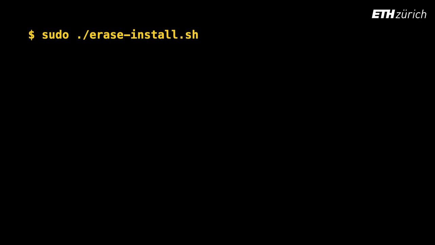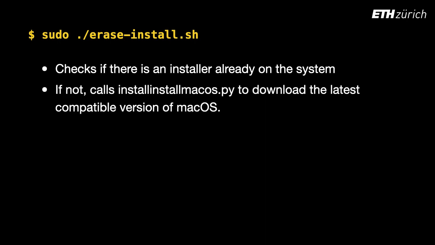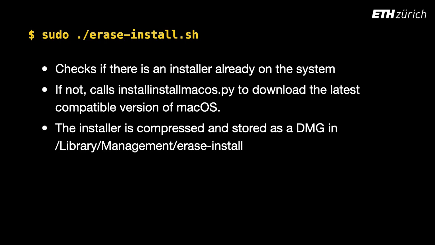If you simply want to download a macOS installer and do nothing else, run erase-install with no flags. It checks if there's an installer already on the system. If not, it calls installinstallmacos.py to download the latest compatible version of macOS. The installer is compressed and stored as a DMG in this folder. This option is useful where you want to cache the installer ready for a later run of the script with different options to perform a more rapid reinstall.